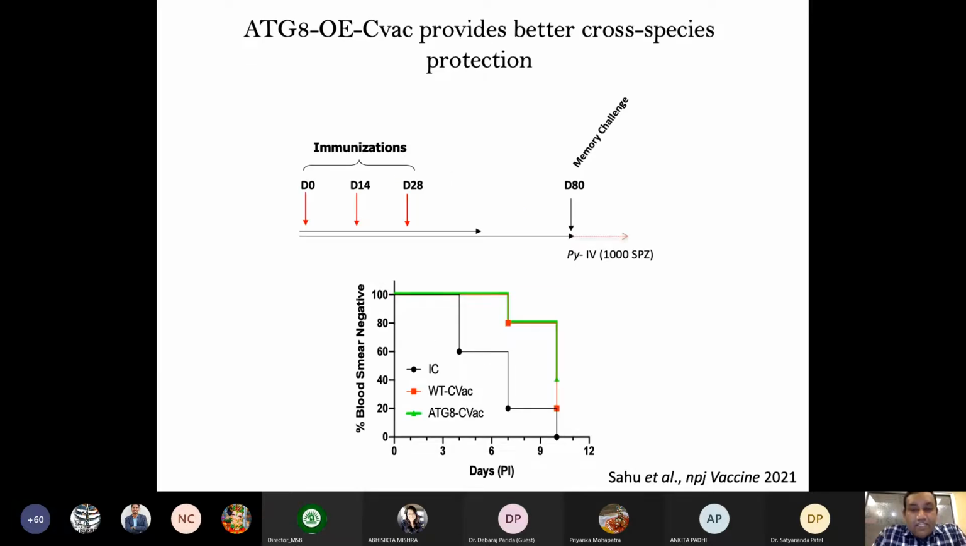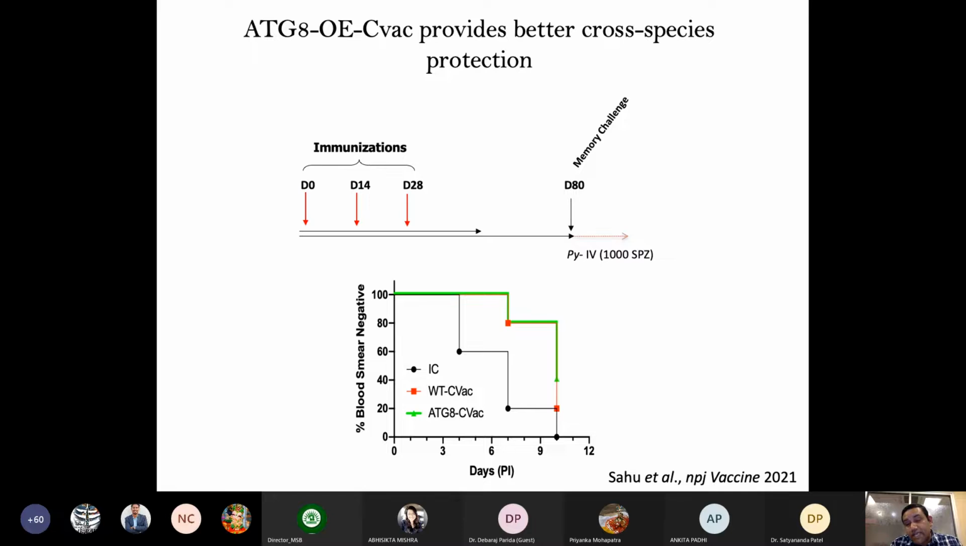So we designed another experiment, because sometimes the protection is best when you are challenging with a homologous strain, like the immunization strain and the challenge strain. If they're the same, then it's fine. Like you get immunized against falciparum, you get a challenge with falciparum, you might see better protection. But if you immunized against falciparum, but got challenged with vivax, you might not get protected.